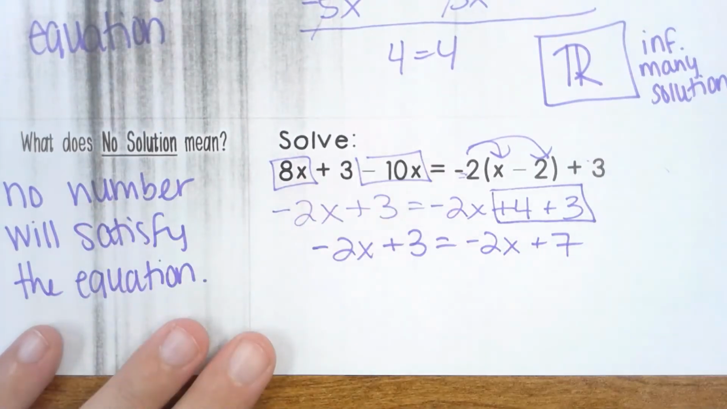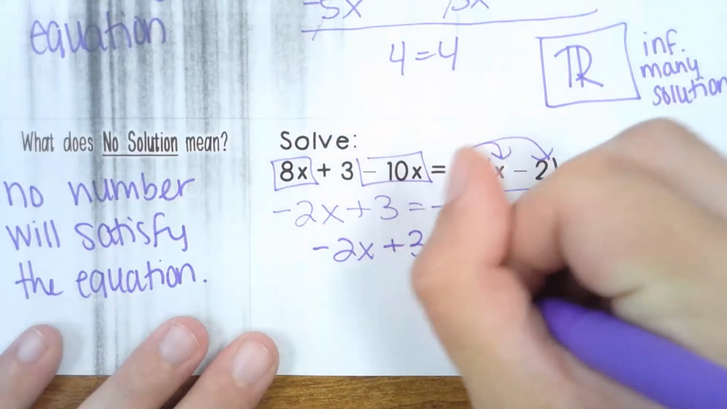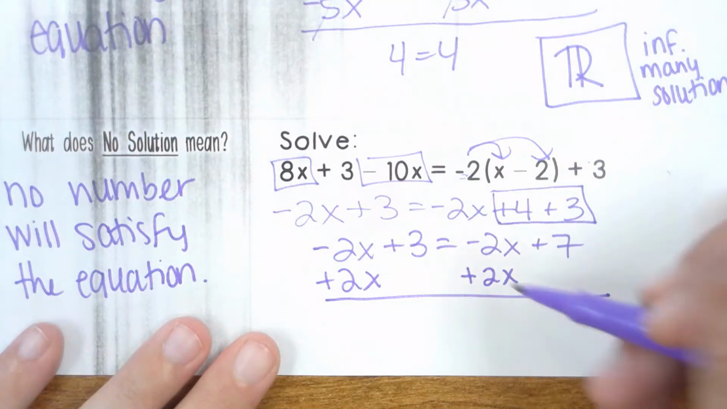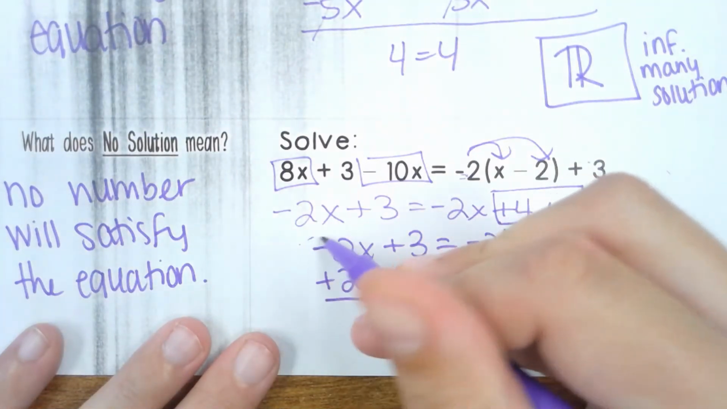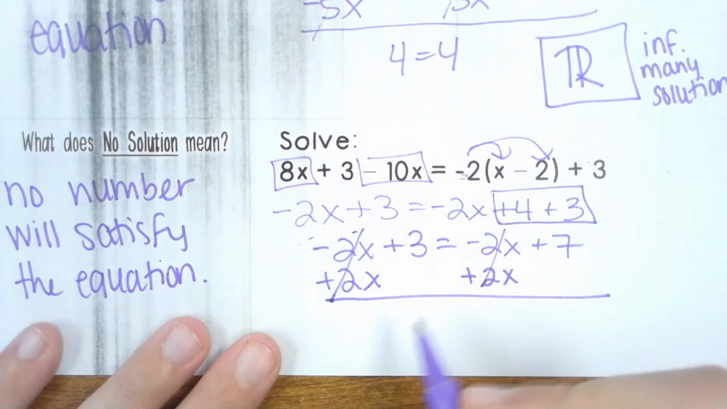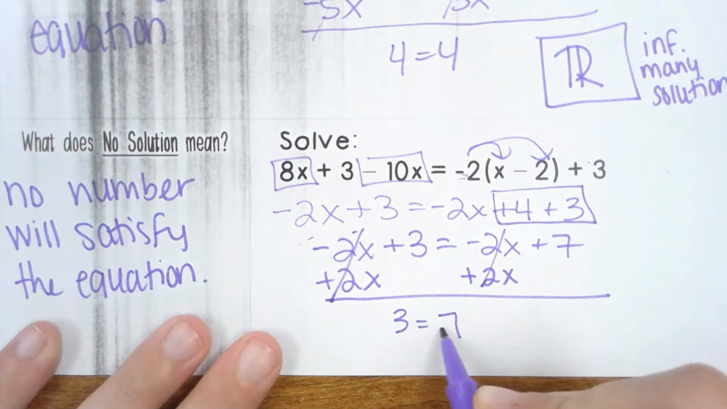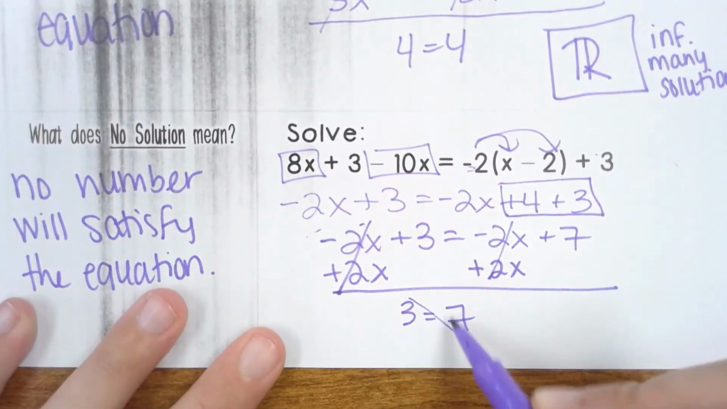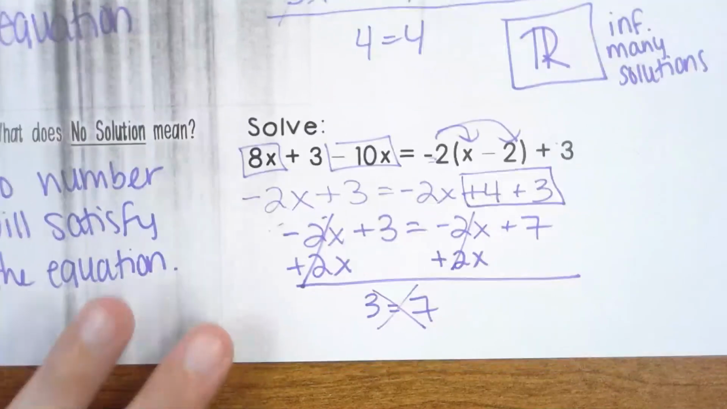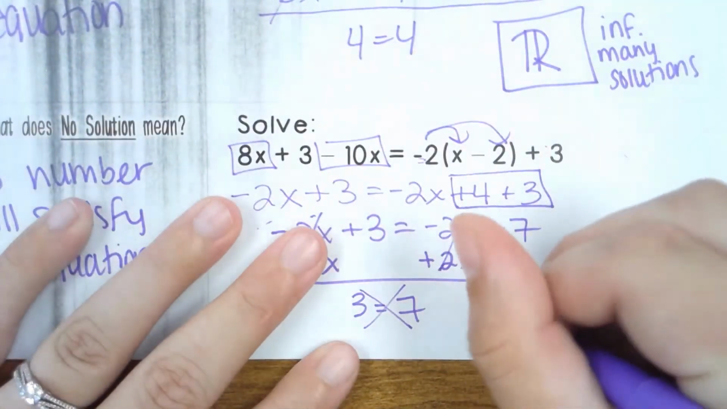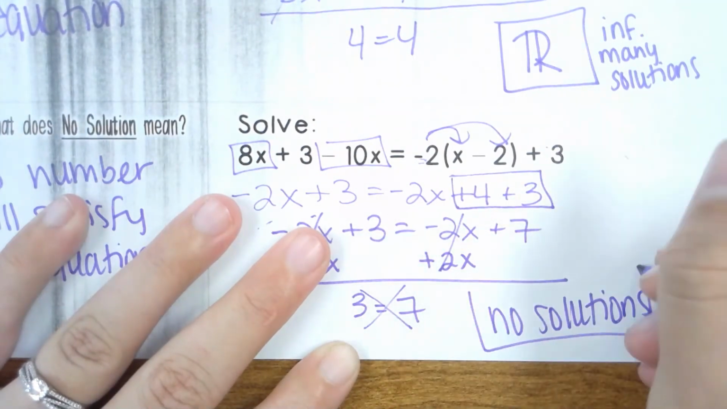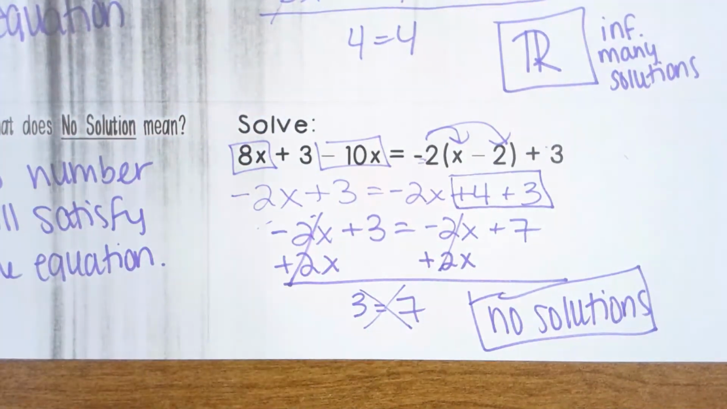And you can keep solving if you want. So if I were to move my x's to one side, a negative 2x and a positive 2x are going to cancel each other out. So all that we're going to be left with is 3 equals 7. And as we know, that is not a true statement. So if you are left with a statement that is not true, that means your answer is no solution. There's no number that would make that equation true.